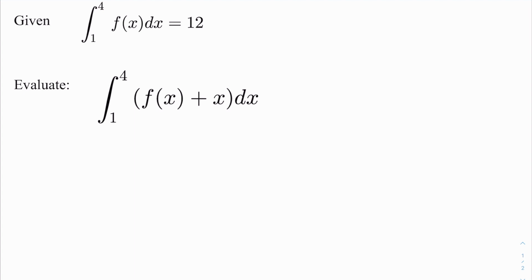So the first property, remember, is that when you have a sum as your integrand, we can break the definite integral into pieces. So this is the integral from 1 to 4 of f of x dx plus the integral from 1 to 4 of just x dx. Now, we already know that the value of this first definite integral is 12, and because it's a known shape, we know what the definite integral of f of x equals x is.